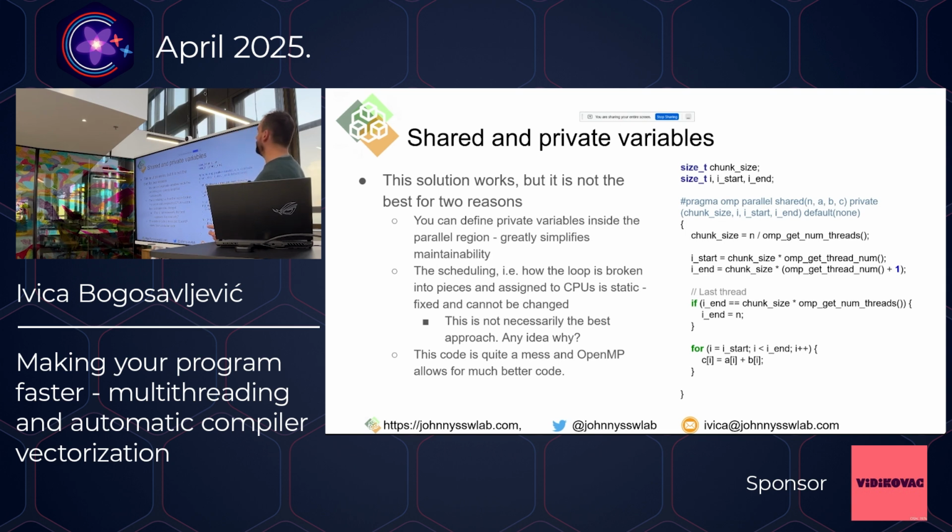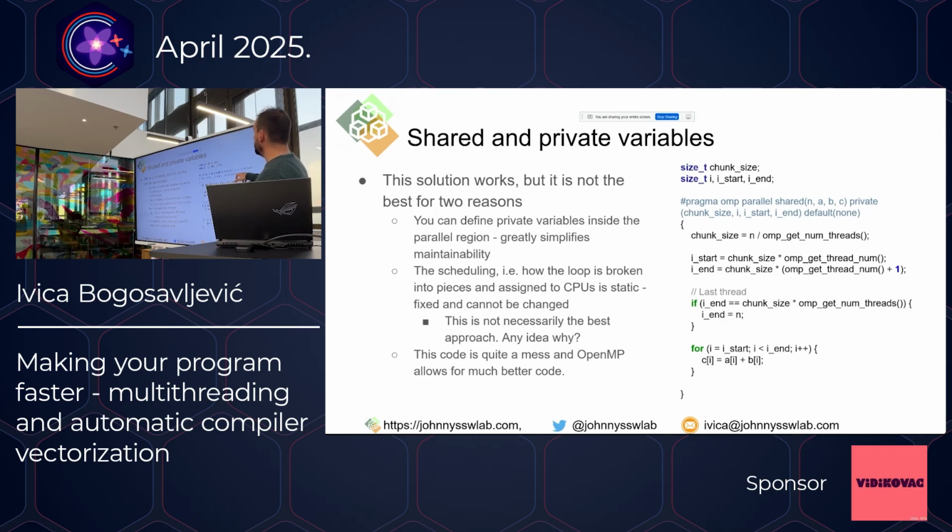This is to show you about shared and private. So shared, there is a concept called shared, and I'm defining N, A, B, and C to be shared. And there is a concept private. I define chunk size, I start, and I end to be private. So each thread gets its own value.